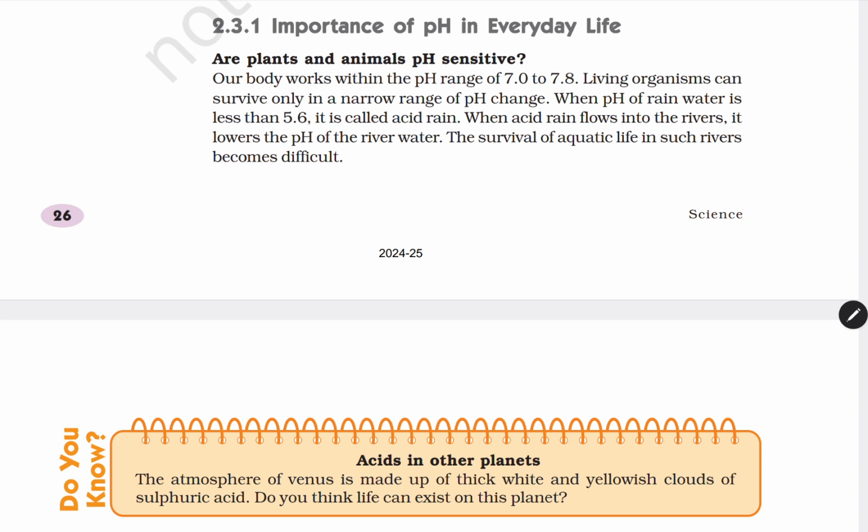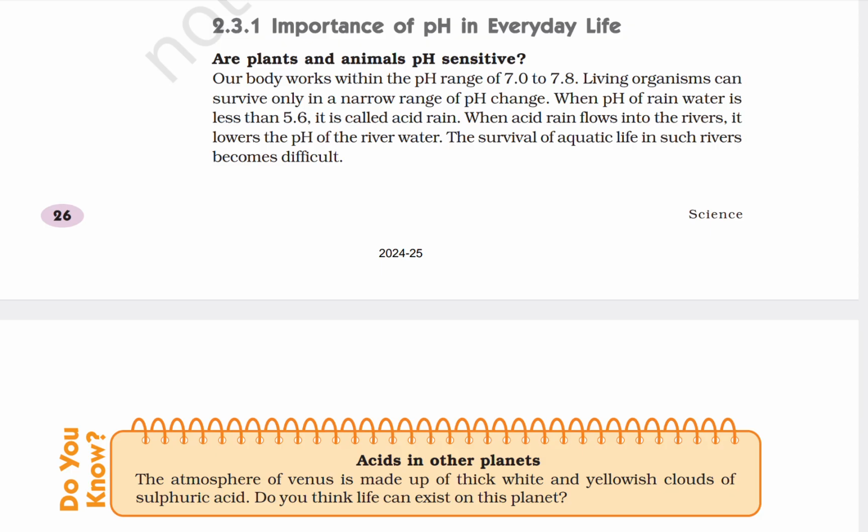Hello children. In today's lecture we are going to discuss the importance of the pH value in different fields and about salts. Here we are going to discuss how pH plays a crucial role in various aspects of our daily life, from health to agriculture and industry. So some things we are going to discuss here.